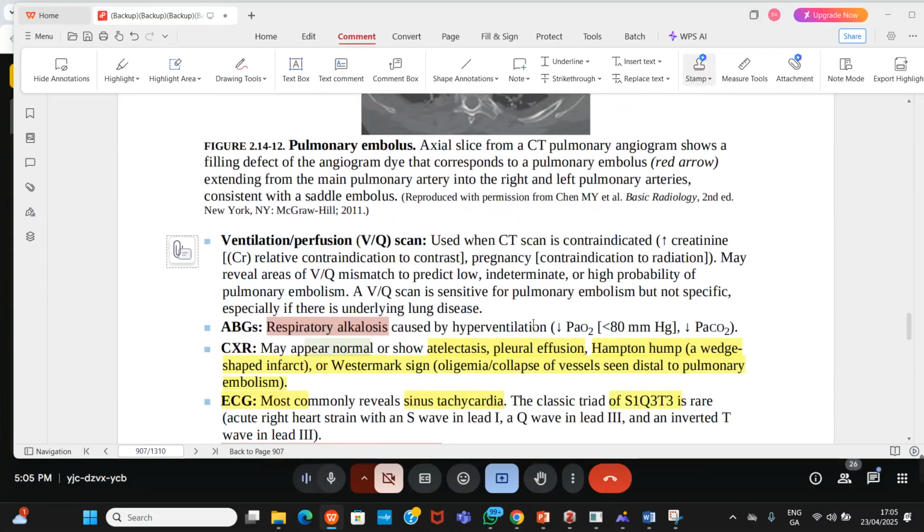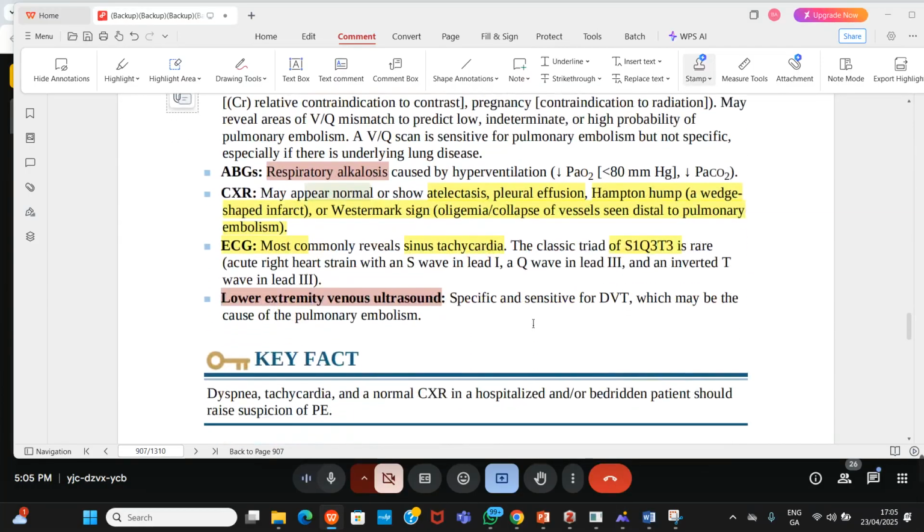So if we look at this image here, you can see this wedge-shaped infarct. They take the shape of the lungs, wedge-shaped infarct here. This is the Hampton hump. In PE, we can see the focal distal oligemia. You can see this white area here, this distal area spreading downwards like that. So that is the Westermarck sign. That's the oligemia because of obstruction to blood flow within the pulmonary vessels. So those are what we find in PE.